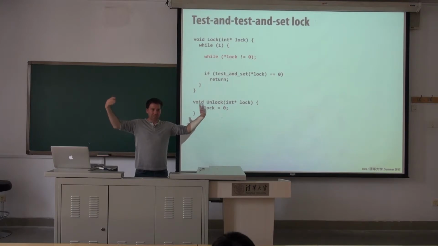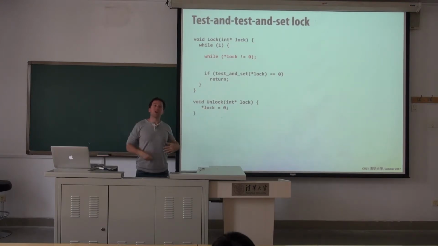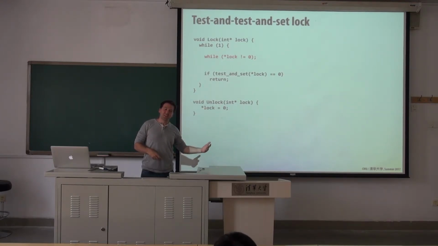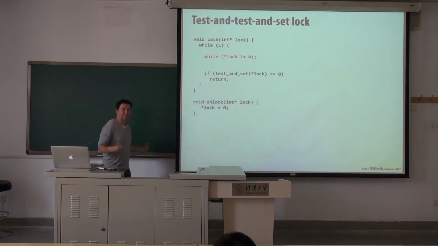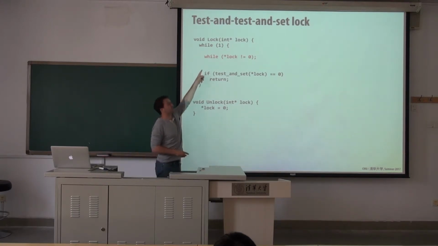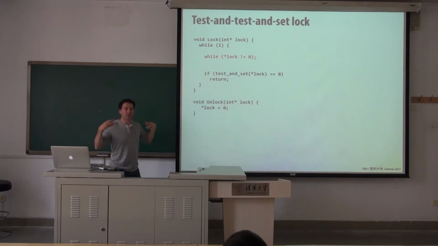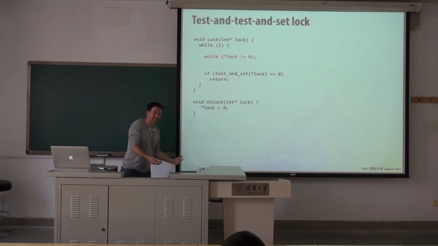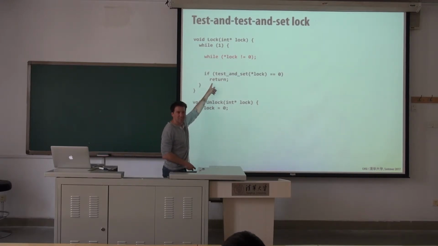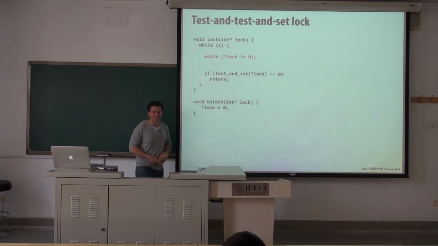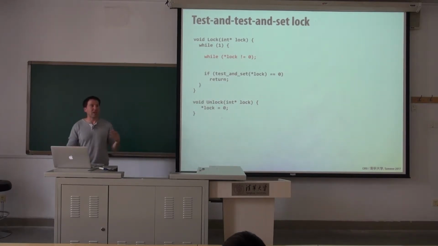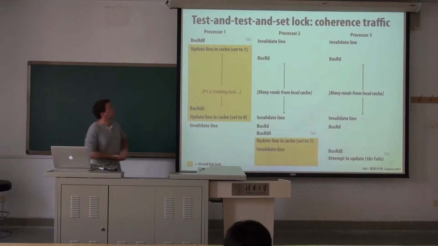Just hit, hit, hit, hit, hit, hit, hit. When the lock gets released, all of the threads do a bus read. They pass this check. And then all of the processors do a bus read X to try and get in to win this race. And only one of them will succeed. So there'll be O of N or O of P bus read X's. So it'll look like this.